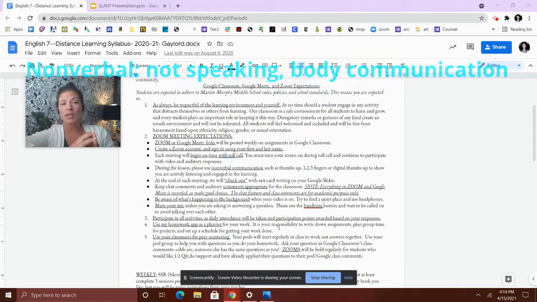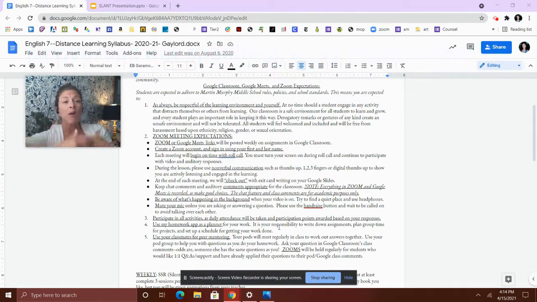Please use nonverbal communication, thumbs up, thumbs down, 1, 2, or 3, and of course your electronic hands up, thumbs up, question, tools. This will help the teacher to see when you need some help or if you're understanding with your smarty pants hat.